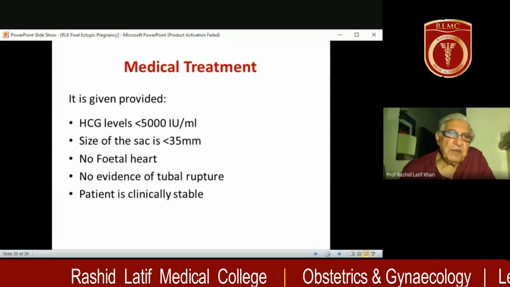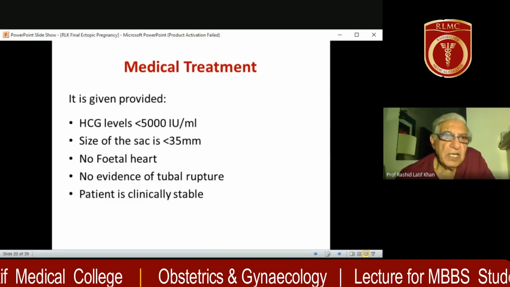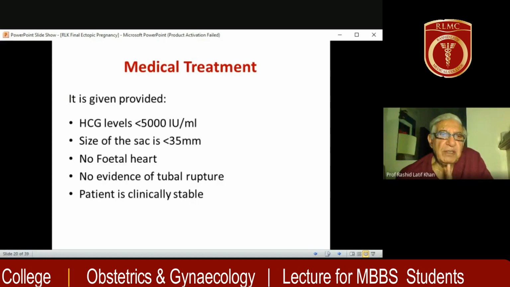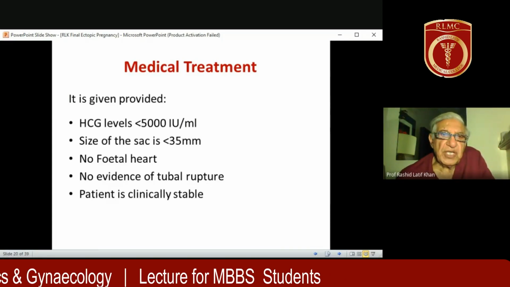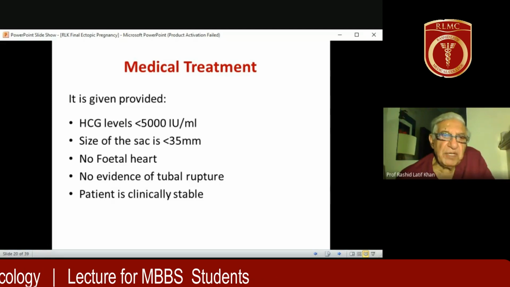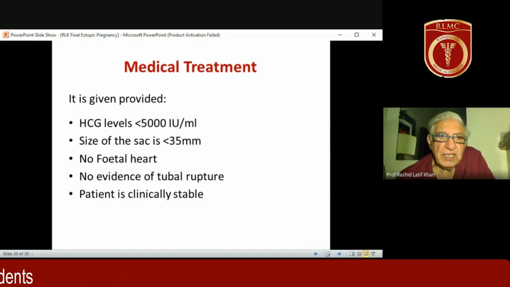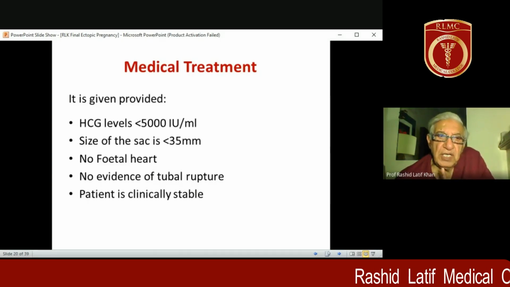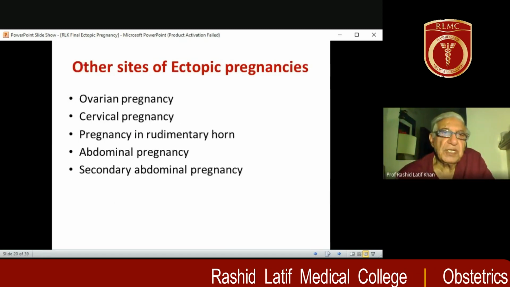Mind you, medical treatment is given, important, remember this slide, in those patients where beta HCG is less than 5,000, size of the sac is less than 35 millimeter, and the baby has not grown enough for fetal heart to be seen, and the tube has not ruptured as yet, and the patient is clinically stable. Clinically stable. If she is not, then treatment is surgical.